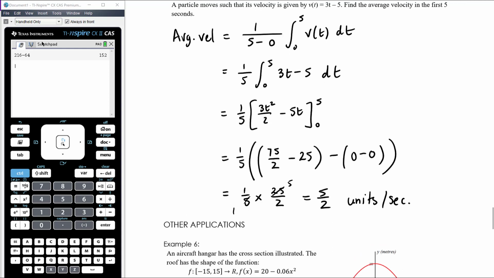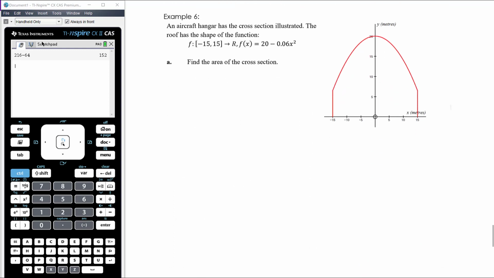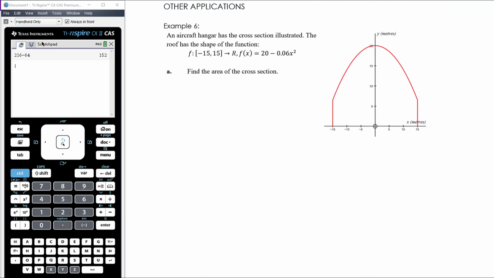Okay, so applications we've looked at so far: rates of change, more specifically kinematics. We've looked at the average value of a function, which we can also think about in the context of kinematics, but obviously we can also think about the average value of any other function. And the final application we just want to look at an example of is using the application of area.